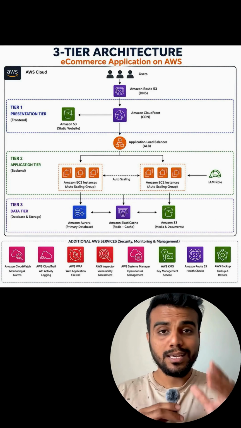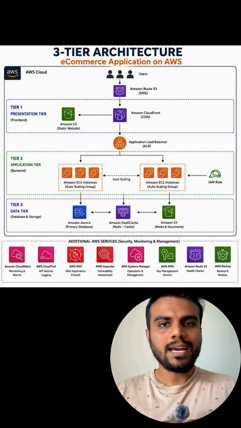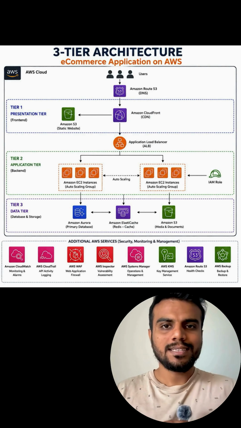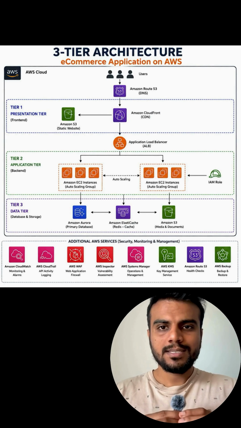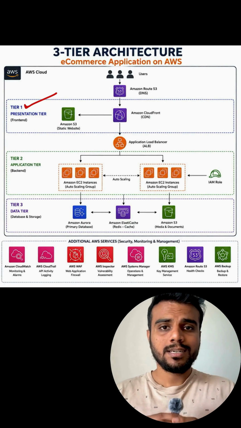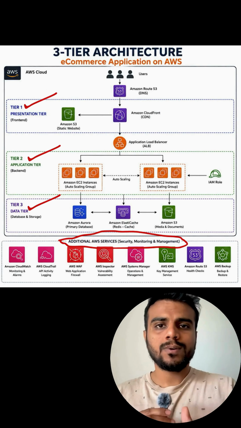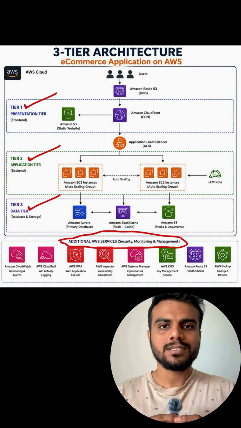Suppose you want to deploy the e-commerce application in production environment, how will you design a three-tier architectural setup? So let's see that. For this e-commerce application, I will divide the architecture into three major tiers: presentation tier, application tier, and data tier. And I would also add the required security, monitoring, and management services around it.